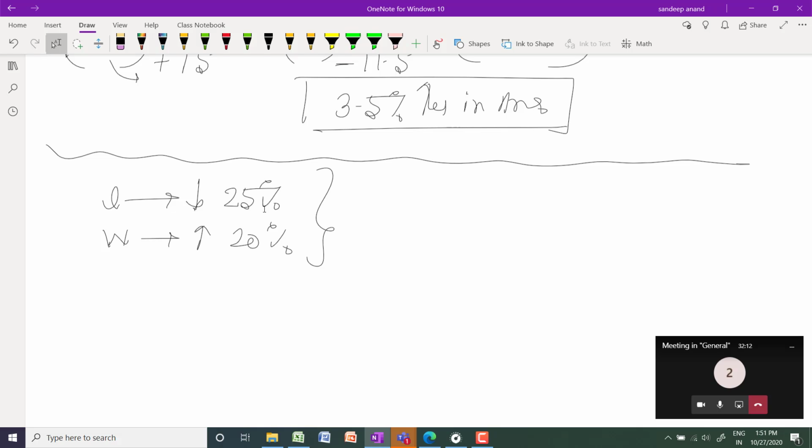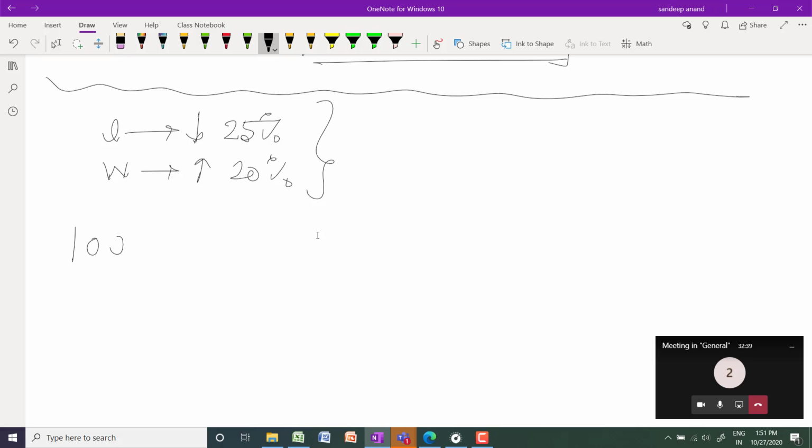25% decreases and 20% increases. So look at the screen, Martin and Tova. This is a 25% decrease. I am taking this 25% decrease first. So 25% decrease of the value means minus 25. So this becomes 75. And if I increase this value by 20%, what happens?